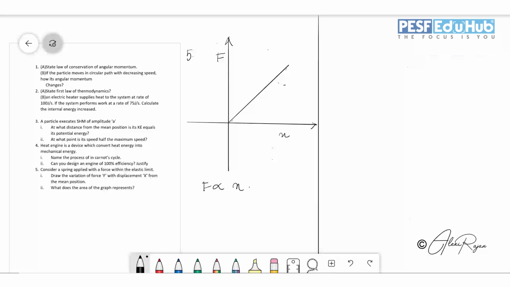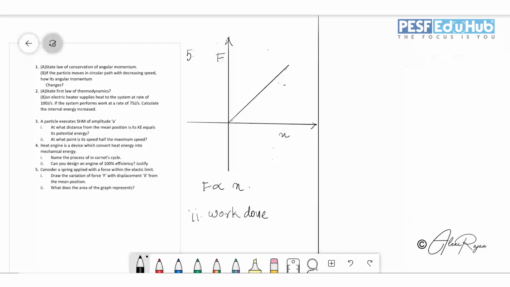there. And now the next question is that what does the area of the graph represent? Area of the graph itself, say F into X, if it is a straight line. If you are applying a constant force and moving a constant displacement, the area of the graph will be giving what? F into X, the force into displacement, that is what? Work done. So work done.